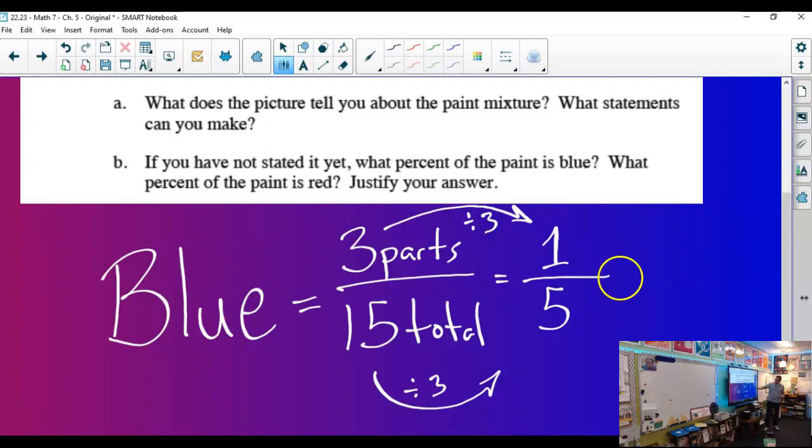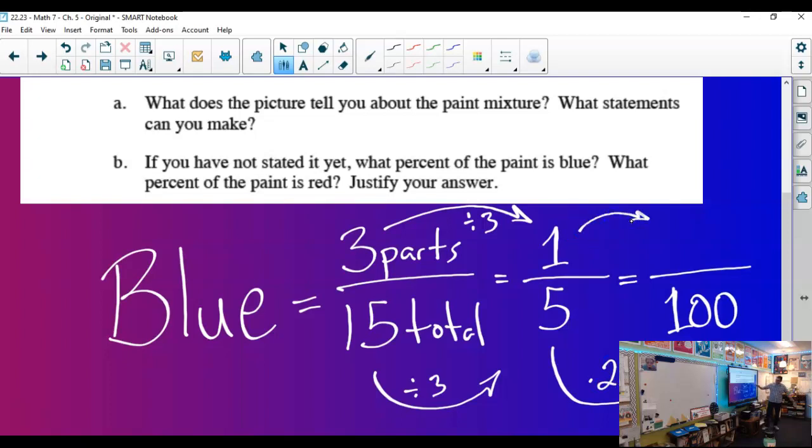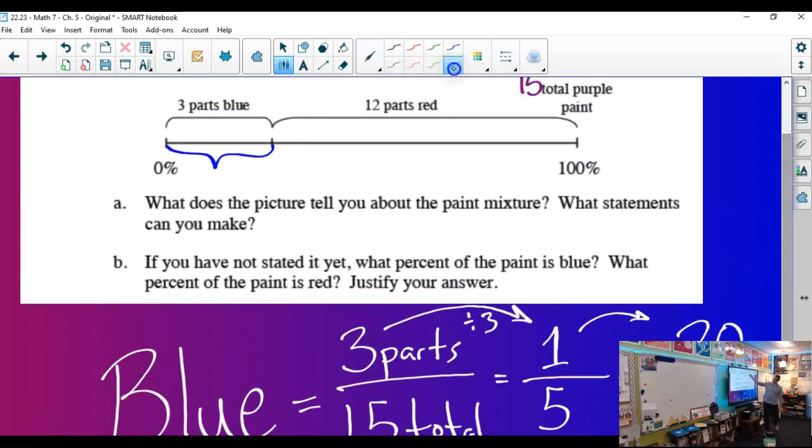But now 1/5, if I want to turn this into a percentage, I need 100 on bottom. So like Keegan said, now we're going to multiply times what? Times 2. Not just 2. There is a 2. 20. So this becomes 20. So our blue, we can come back up here and fill in. Blue is 20% of the paint.